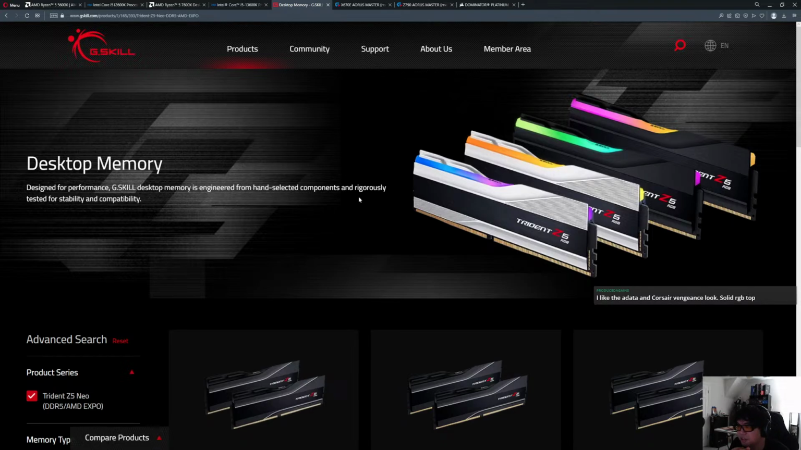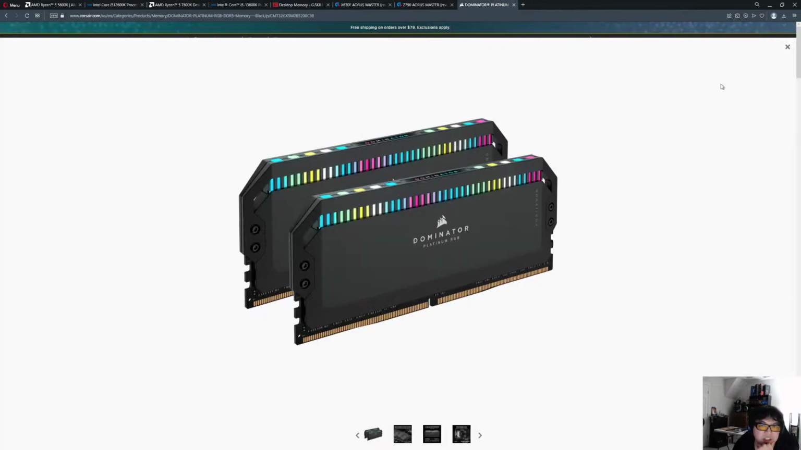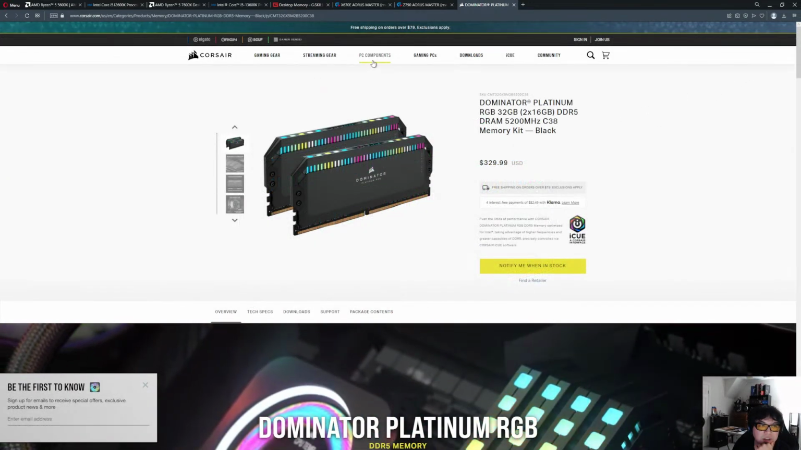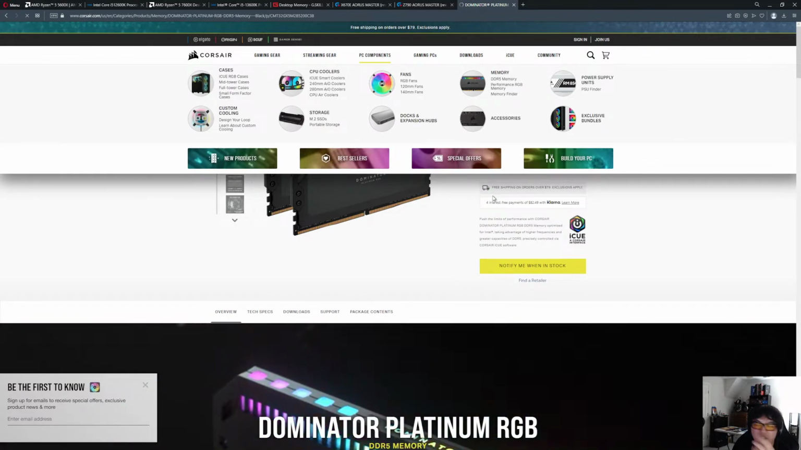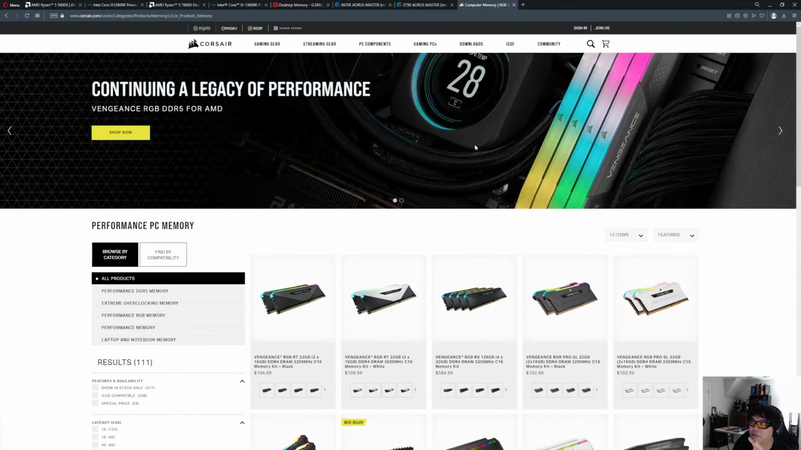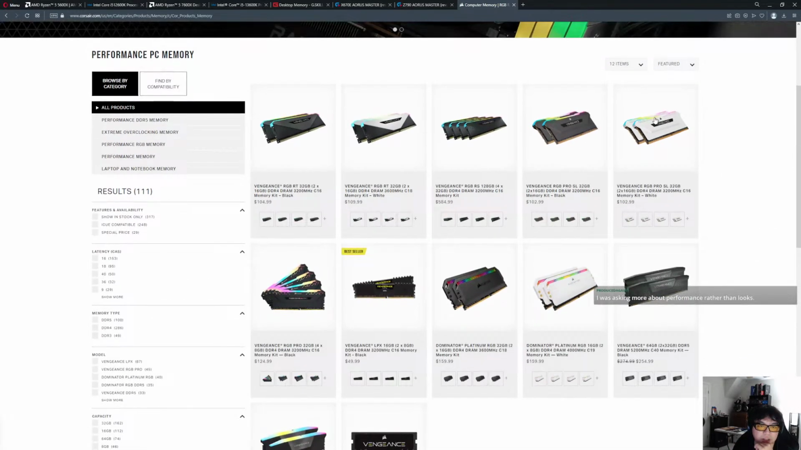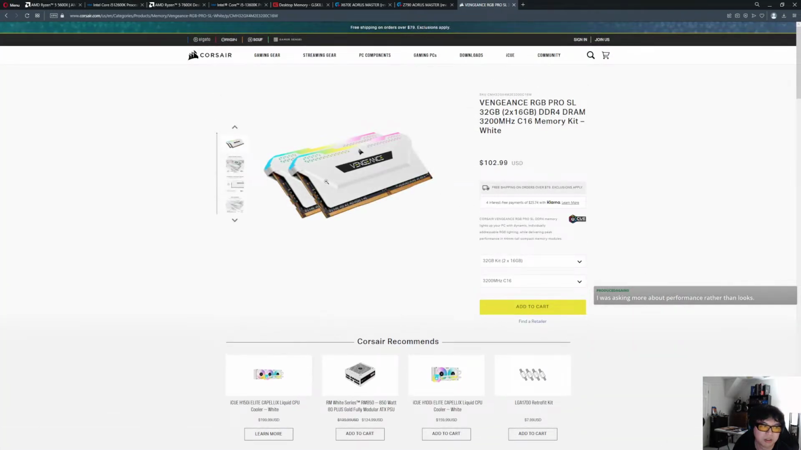Do you like the A-Data and Corsair Vengeance look? Oh yeah, the Vengeance. The Vengeance does have the light bar like the Trident Z. The other thing with the Corsair Vengeance is that they're not as tall. They're more low profile, though like right here, they are still kind of tall. They're not really low profile, but they're not as tall as a Dominator is what I'm trying to say.